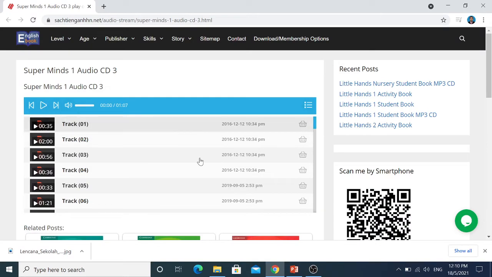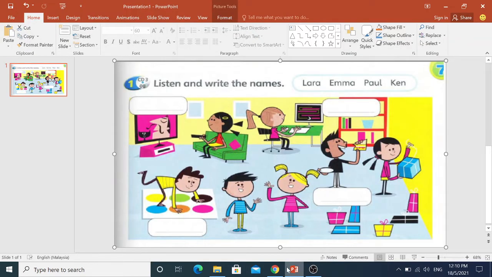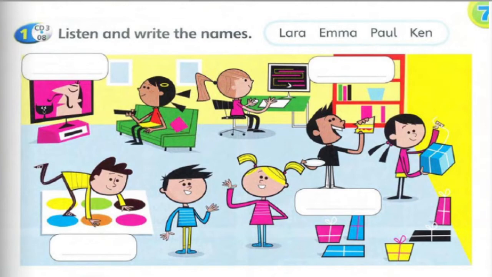Okay, so that would be the audio for the picture. As you can see, there are 4 names there: Lara, Emma, Paul, and Ken. So if you need to listen to the audio again and again to get the answer, it's not a problem. Just listen to it 2 times, 3 times, how many times that you want, as long as you get the answer. Alright, so this is the activity that we are going to do for the listening.